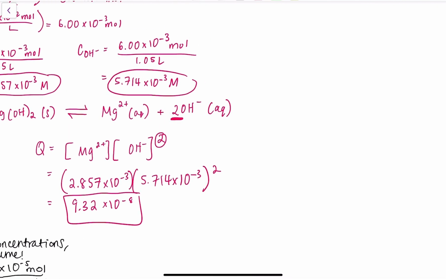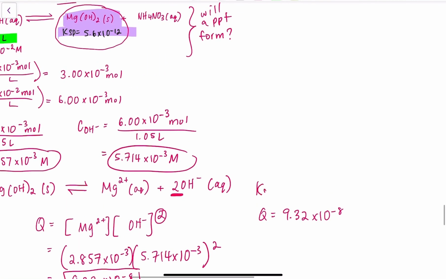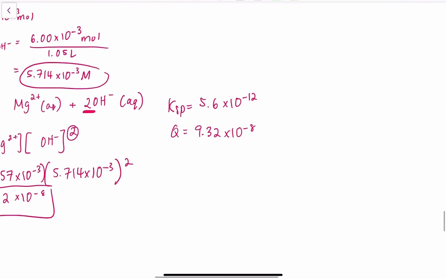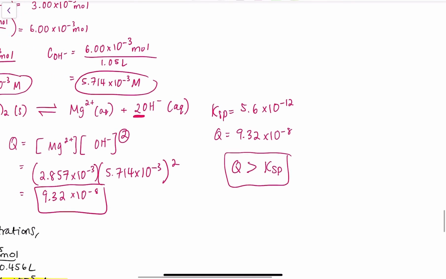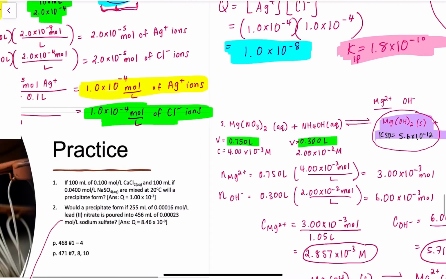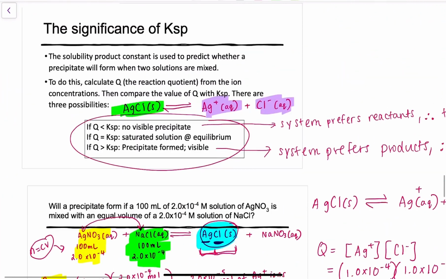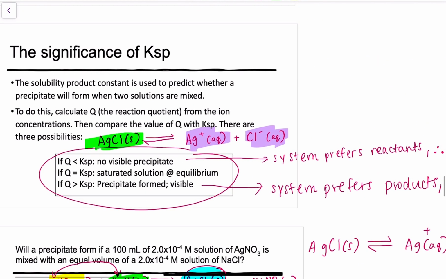So this is where your system lies. Q is 9.32 times 10 to the negative 8. KSP from your table is 5.6 times 10 to the negative 12. So we can say that Q is greater than KSP. And if we take a look at the above chart, if Q is greater than KSP, a precipitate is formed.